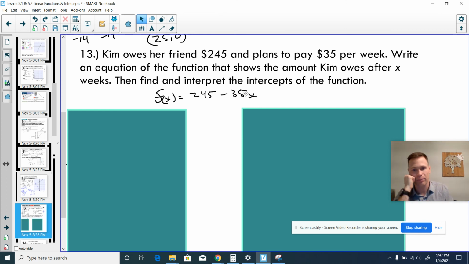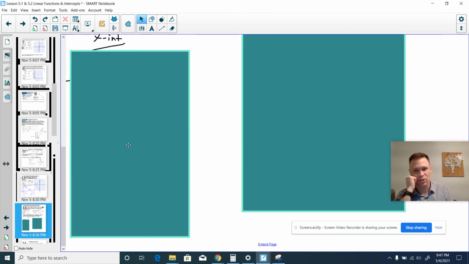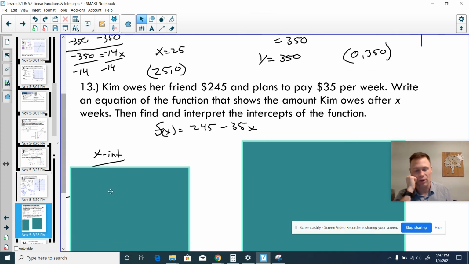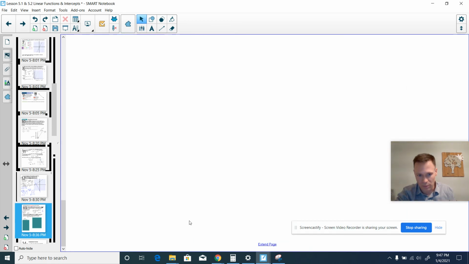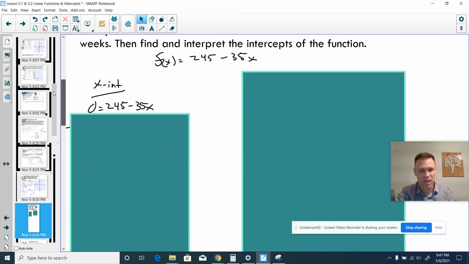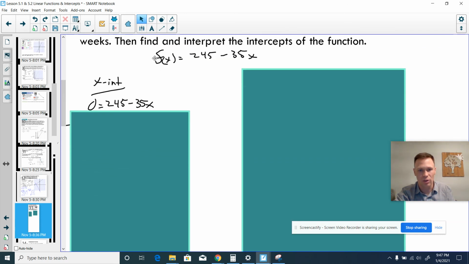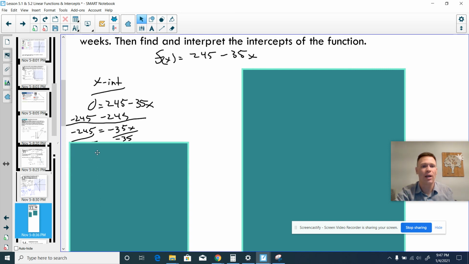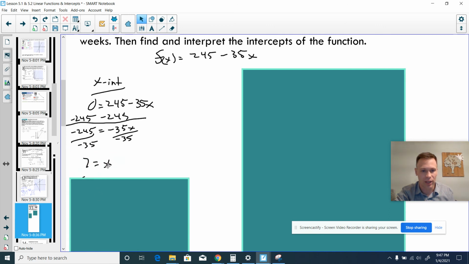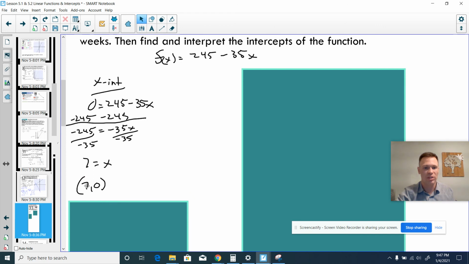That's what x represents. So again, if I'm finding the x-intercept, 0 goes in for y. So you see me substituting in 0 for f of x. As I solve for x now, I subtract 245 from both sides. I get negative 245 is equal to negative 35x. Divide both sides by negative 35, and I get 7 is equal to x. Again, that's not the coordinate point, but (7, 0) is.